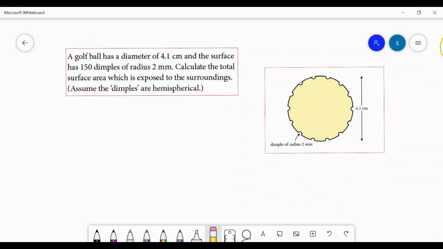Okay, so here we have a golf ball has a diameter of 4.1 centimeter and the surface area has 150 dimples and radius 2 millimeters. Calculate the total surface area which is exposed to the surroundings.